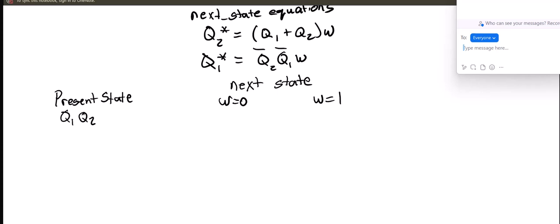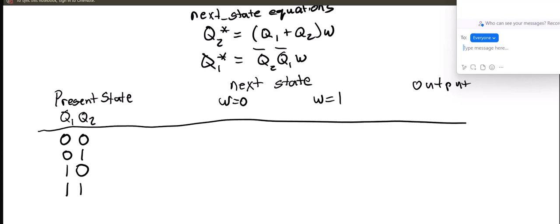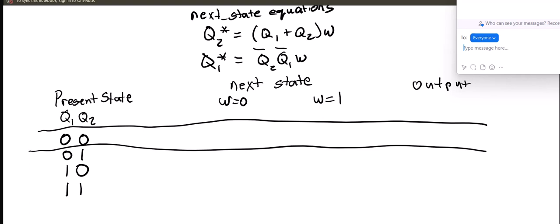And not only that, this was a Moore machine. So our Moore machine just has an output. The output doesn't depend on W equals 0 or W equals 1. If we had a Mealy machine, then we would have to have 2 columns here, W equals 0 and W equals 1, or 4 columns if we had 2 inputs. So we have two flip-flops, and that means we have 4 possible states: 0 0, 0 1, 1 0, and 1 1. So we'll put those here. If you had 3 flip-flops, you would have 8 possible states.